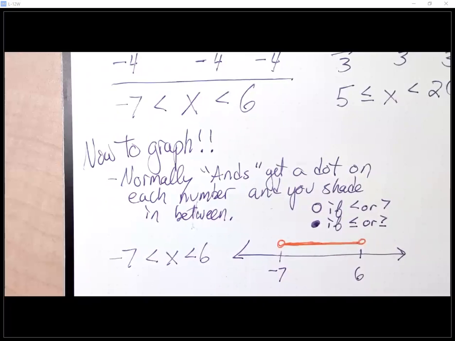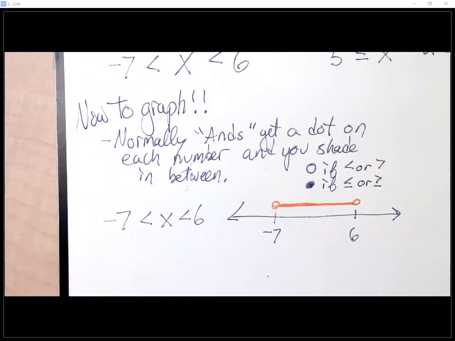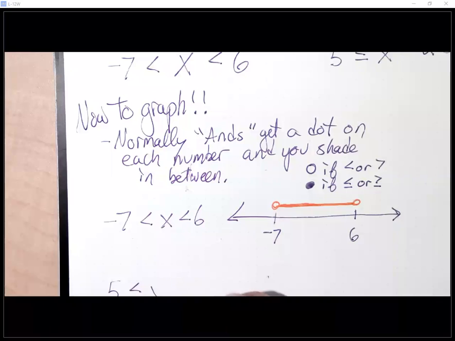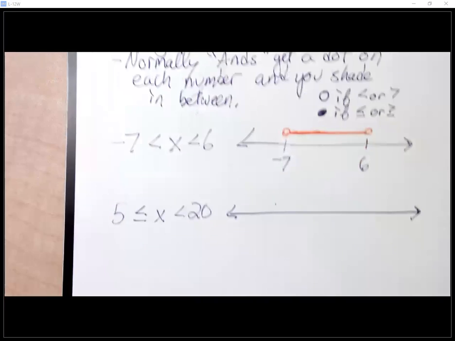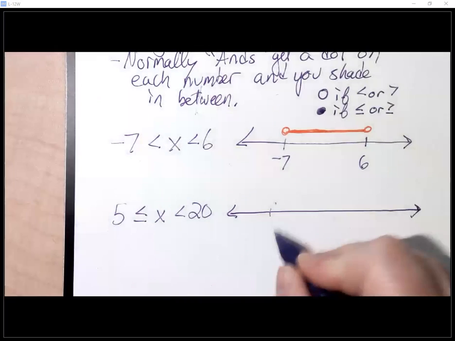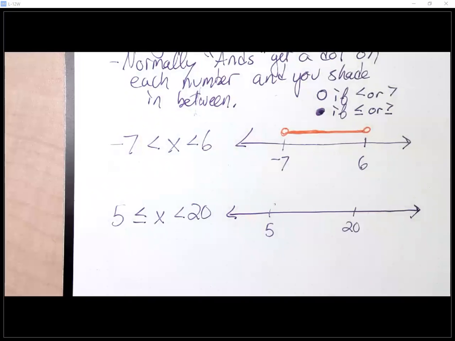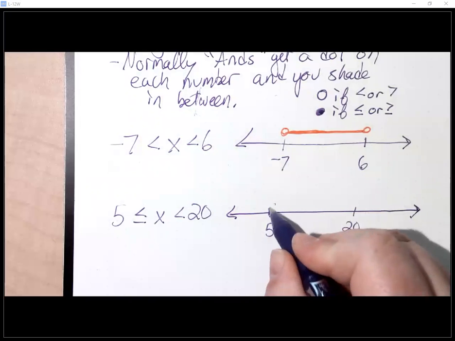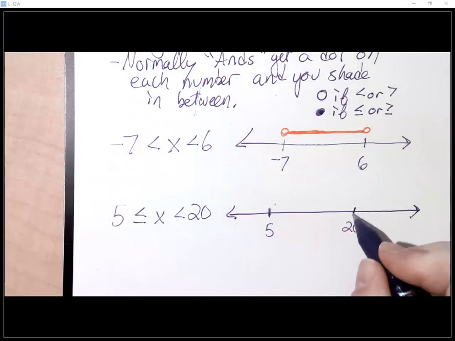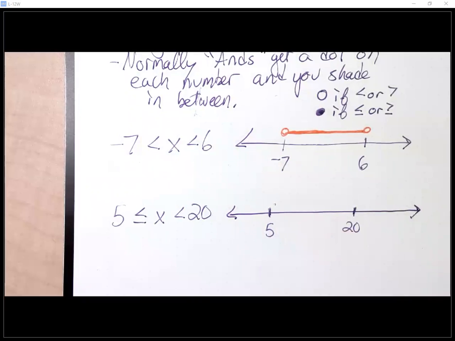So let's try and graph the other one. 5 is less than or equal to x is less than 20. So again, you don't need to number all the numbers from 0 to 20. I don't need them. Just give me the 5 and give me the 20. So go ahead and put the dots you think belong and shade where you think you're supposed to shade. And we'll check in just a second and see if that works out.